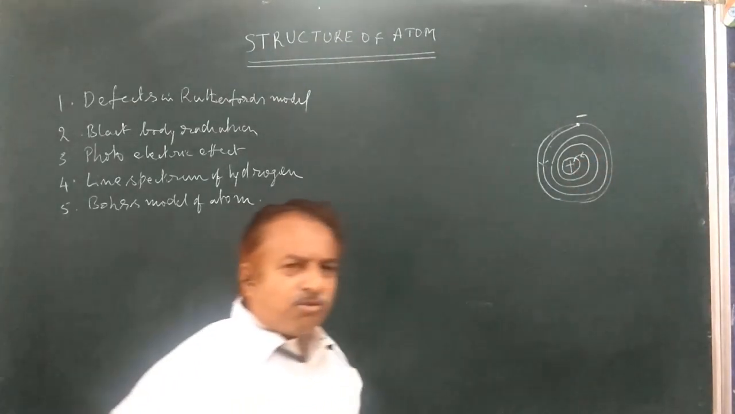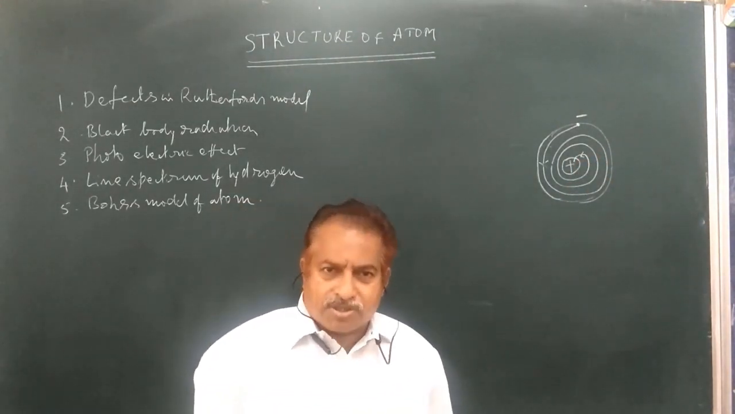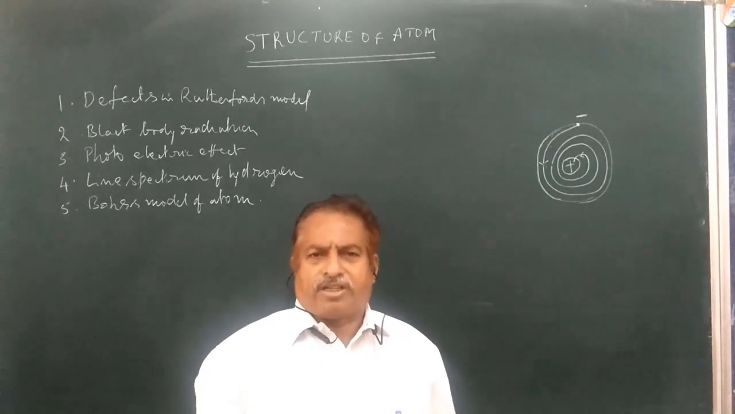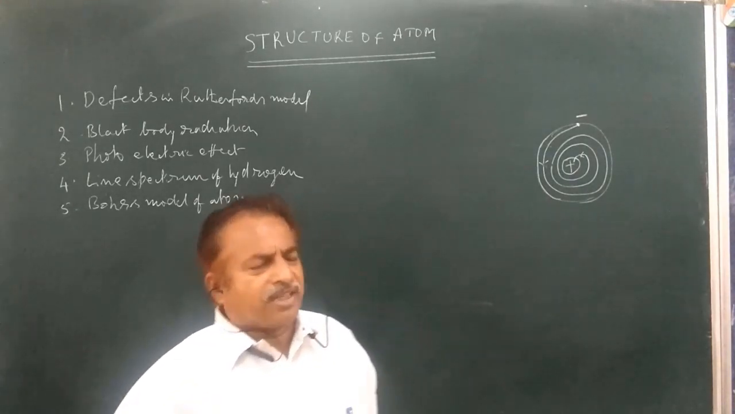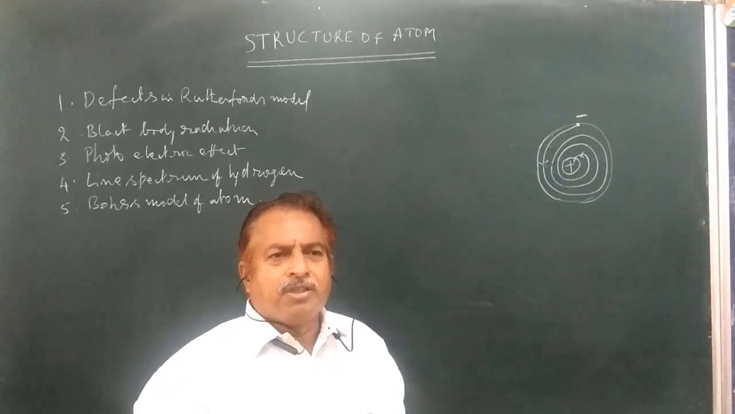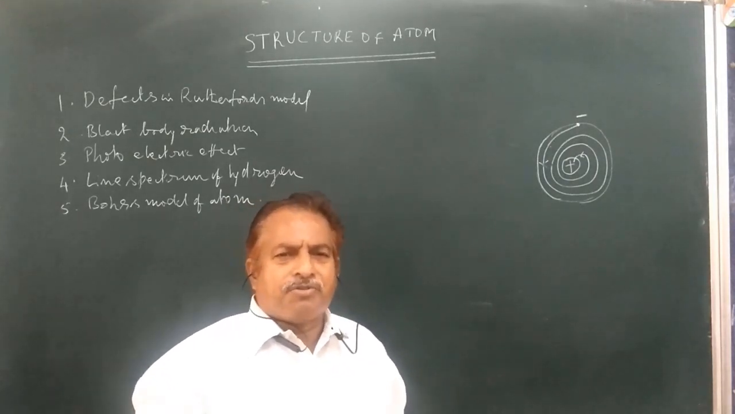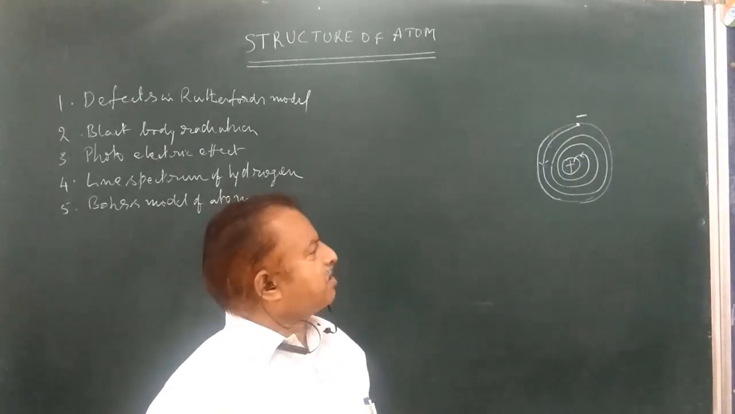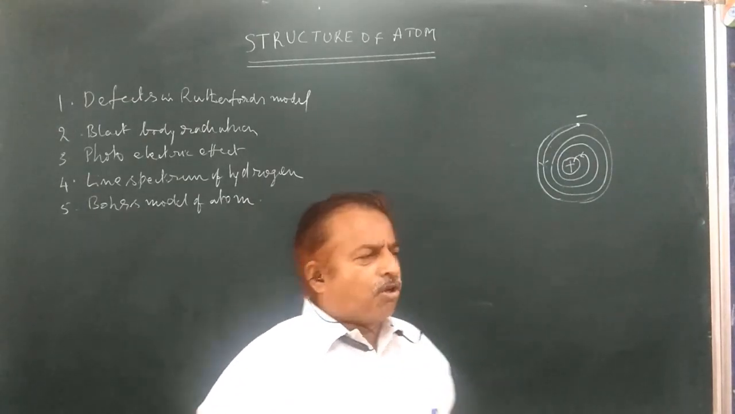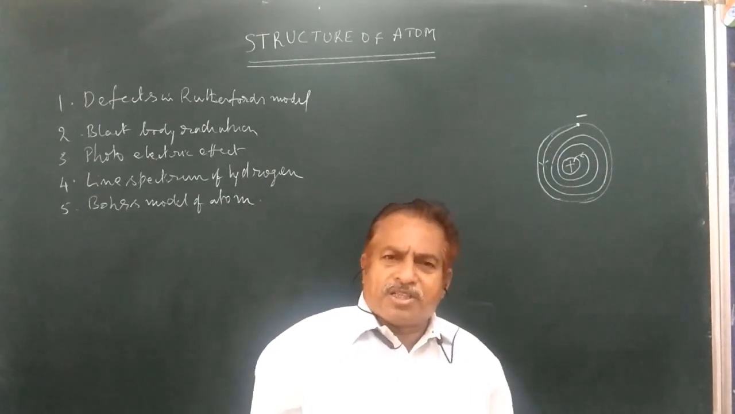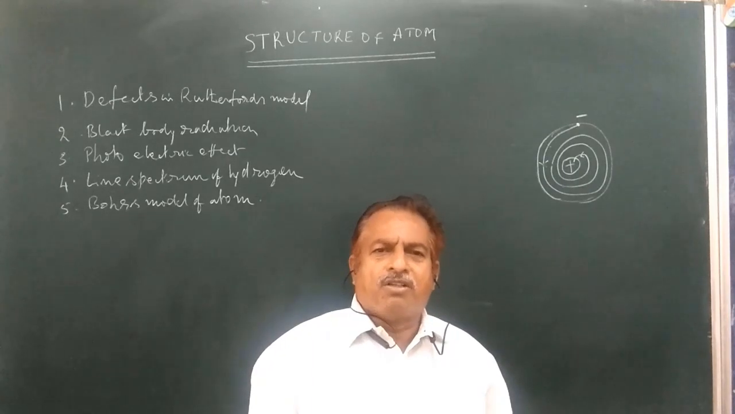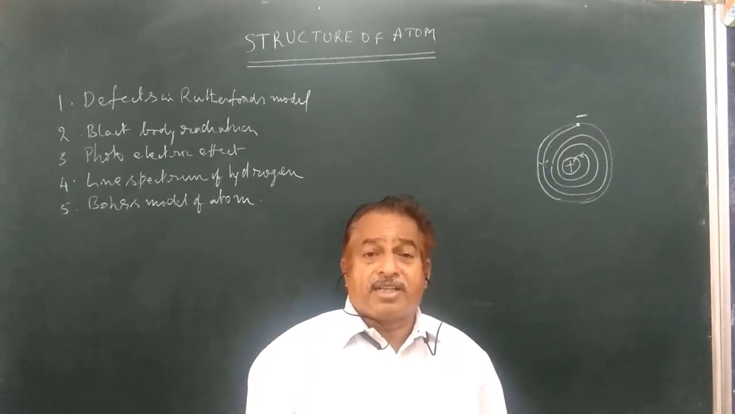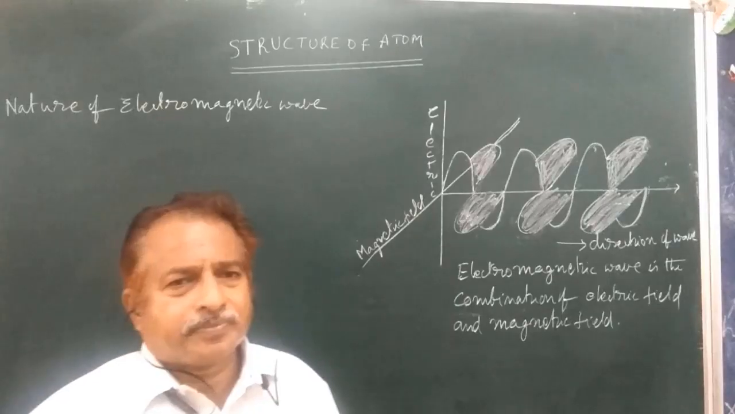So if it falls into the nucleus, the atom should collapse. That means the atom should be destroyed. But strictly speaking, the atom is not destroyed. The best example is that the universe is existing, thus the atom is not destroyed. So that means the atom is stable. Rutherford's model could not explain the stability of the atom.